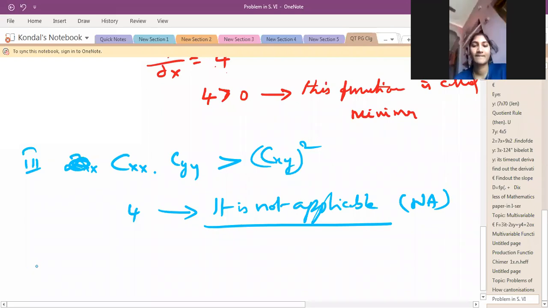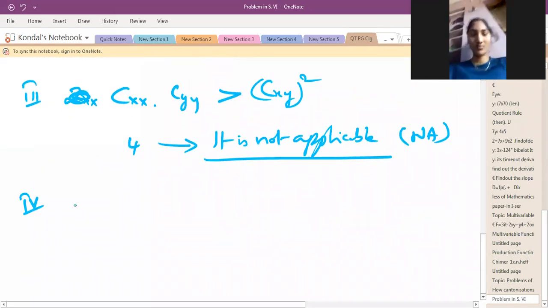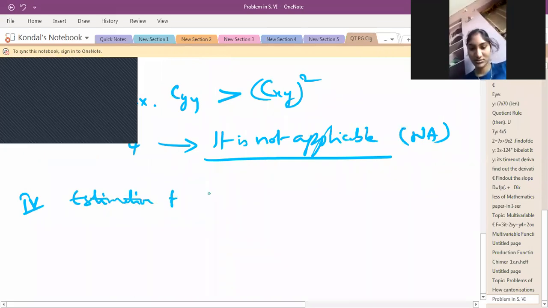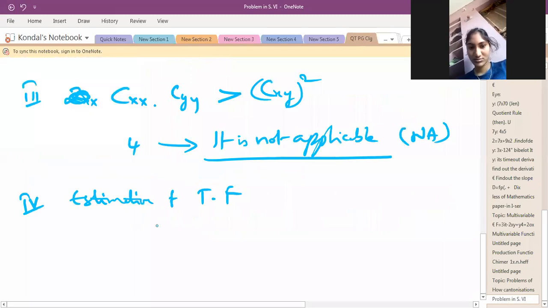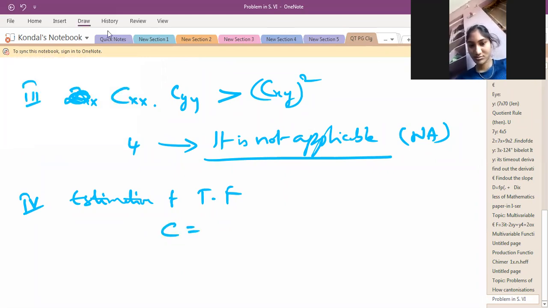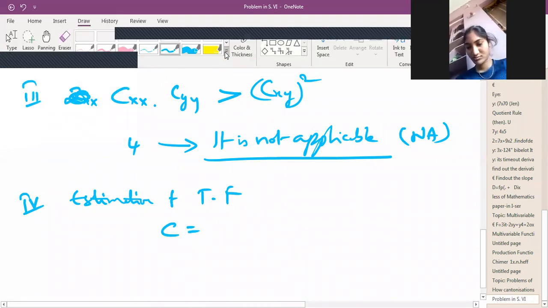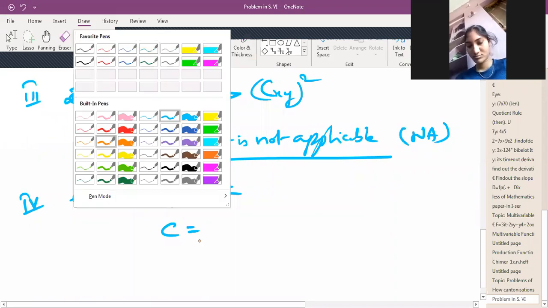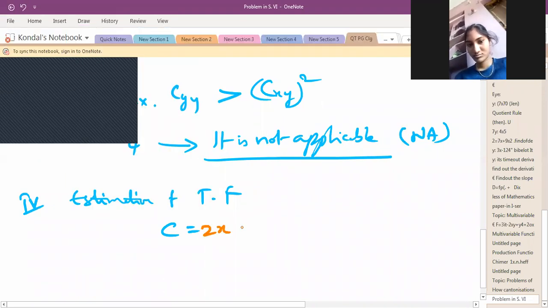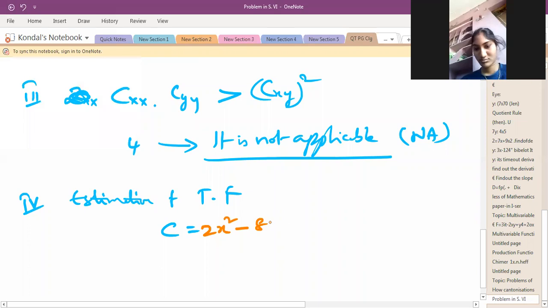Then what is the fourth? Estimation of the total function. What is the total function here? From the question, C is equal to 2x square minus 8x plus 3. This is the total function.